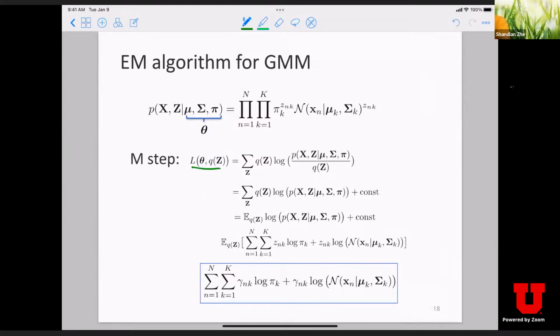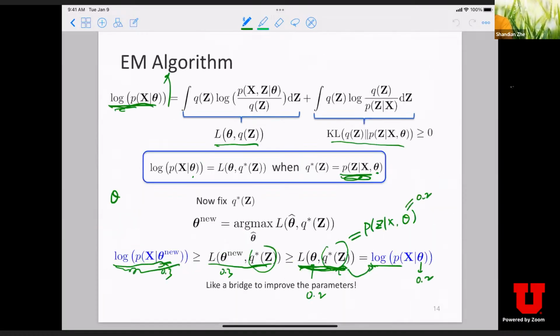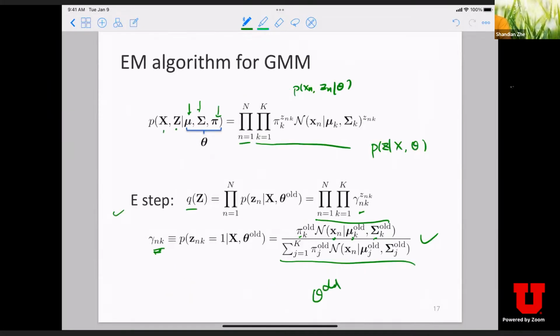the lower bound. This lower bound is the expectation over Q of Z of the logarithm of the joint distribution over Q of Z. This is where we get it from Jensen's inequality. If we go back to see our derivation, it's here. But here Q of Z is a discrete, categorical distribution, so the integration now becomes a summation. And the parameters of Q of Z are these gamma nk.